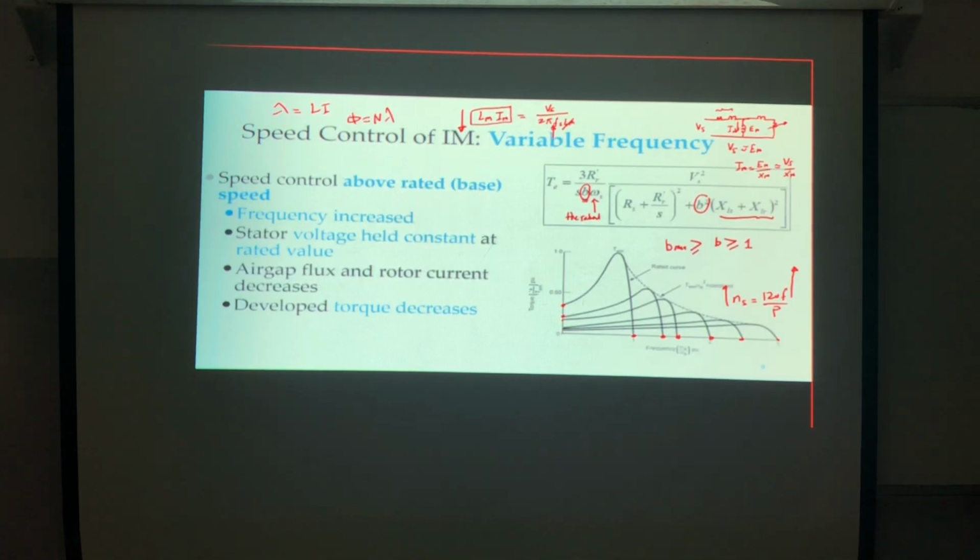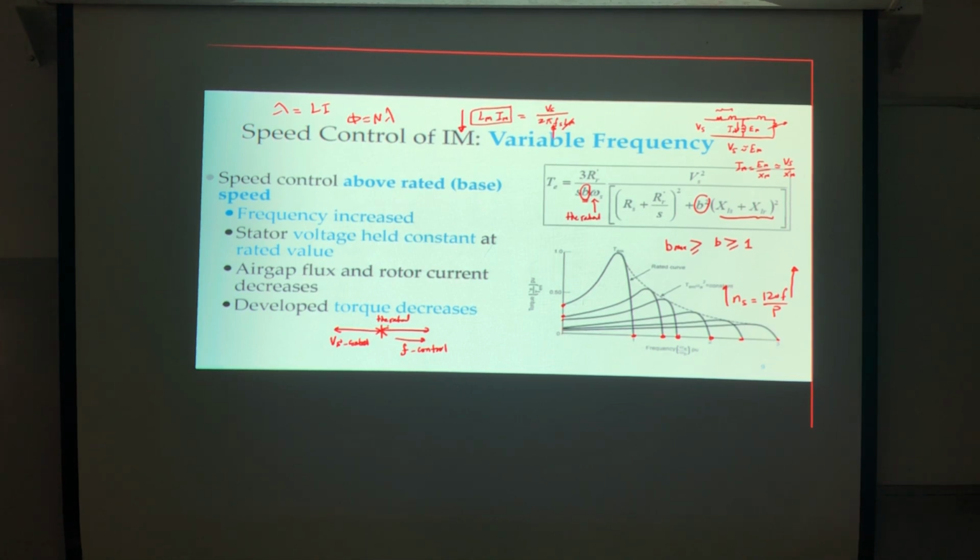So now, what do we have? If we need to control the speed below the rated speed, so let's assume this is the rated, or the base speed. If I'm controlling the speed below the rated speed, I will use voltage control, correct? If I'm controlling the speed above the rated, I will use frequency control, or what we call flux weakening. You see, I'm weakening the flux.